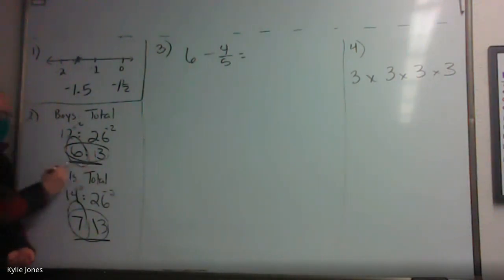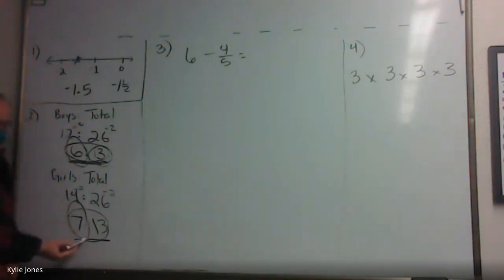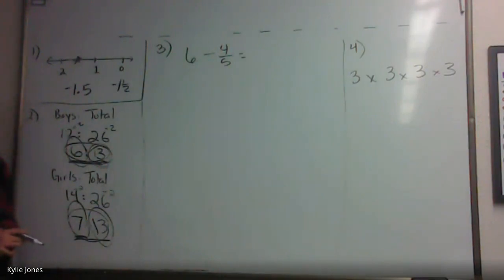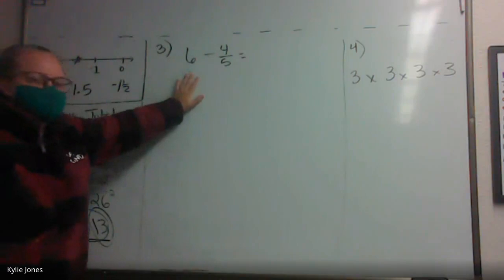What do you know about this total, the 6 and the 7, compared to the total number of kids? The 6 boys and the 7 girls add up to the total number of students that you see. Yeah. All right. Number 3, we need to do some division.